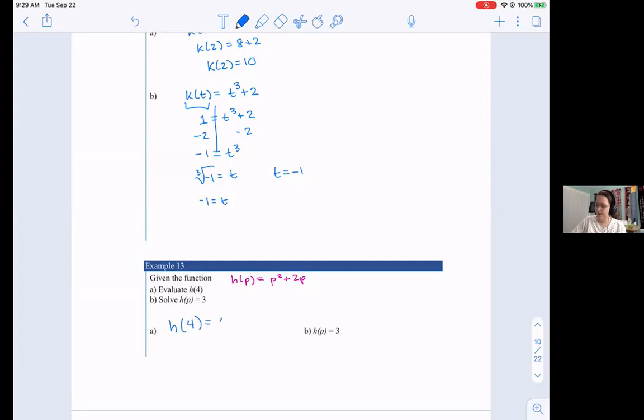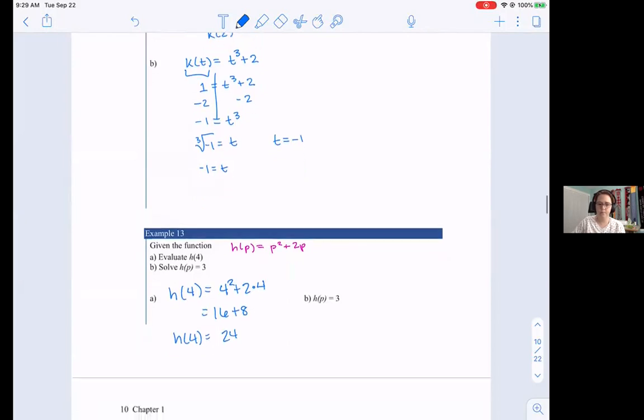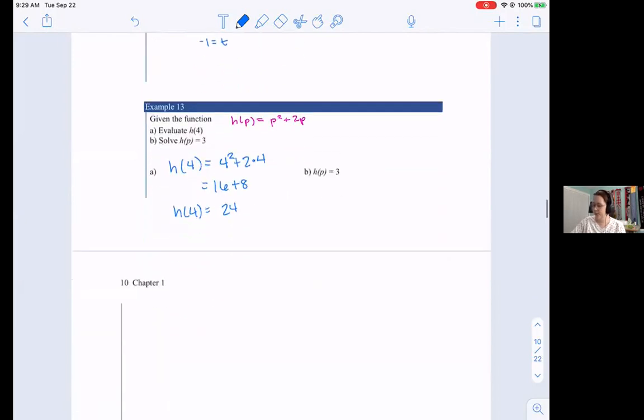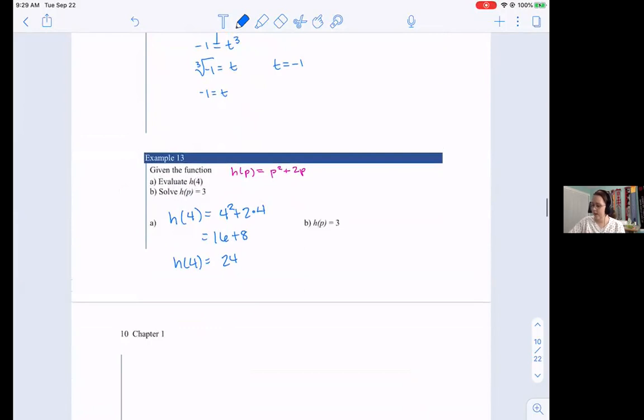h of 4, we're going to have 4 squared plus 2 times 4, so 16 plus 8, thus 24. So h of 4 is 24. h of p equals 3. So 3 equals p squared plus 2p.